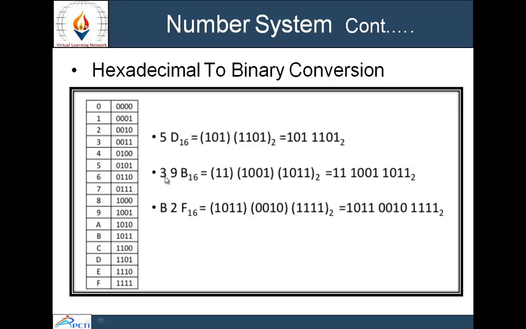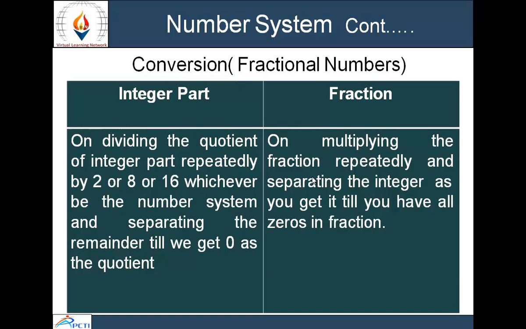You can see another example here, that is 39B base 16. We will write the equivalent group of 4 binary digits for B, that is 1011, then for 9, that is 1001, then for 3, that is 0011, and by this way you can get the binary number of corresponding hexadecimal number. Now next is conversion of fractional numbers.